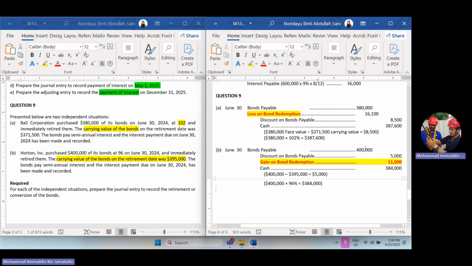Okay. So this 400,000 on debit, 5,000 on credit, 384 on credit. My credit is lesser than debit, meaning I have a gain on bond redemption. This is a balancing figure, 11,000. This thing is a bit complicated, but it's fine, as long as you memorize the steps.